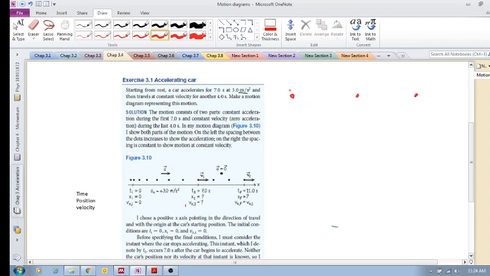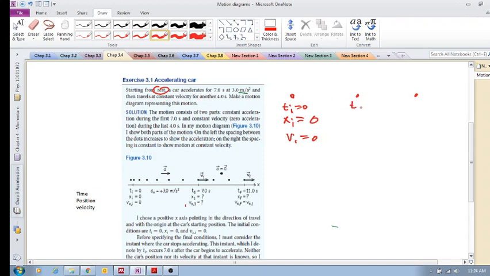You're going to have from rest, so t initial is 0. Remember, time, position, velocity. What's your initial position? 0. What's your initial velocity? Rest, 0. Then you accelerate for 7 seconds at 3 meters per second squared, and then travel at constant velocity.